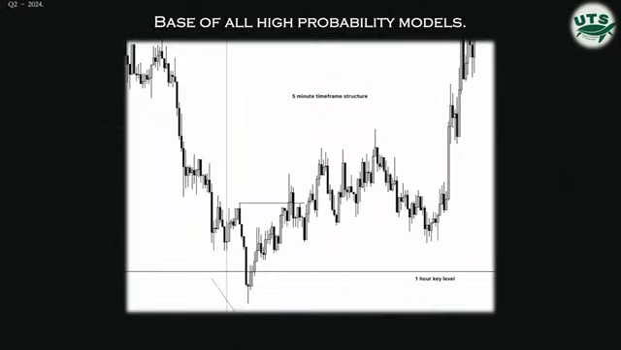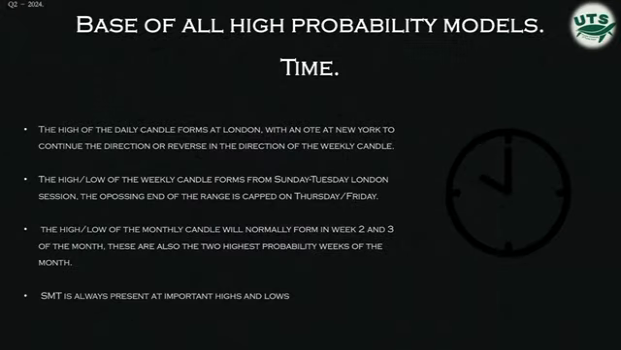That's price-wise. How about time? Time. The high of the daily candle forms at London, right, which is 1 to 5, with an OTE at New York, around 8 to 10 a.m. And this OTE will continue the direction of London or reverse in the direction of the weekly candle. This is the daily candle, right?